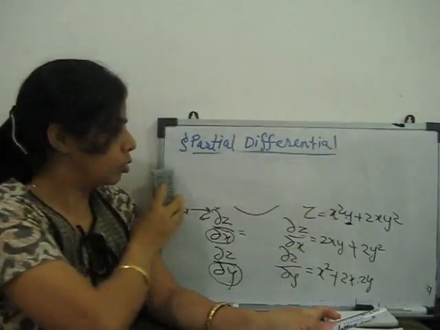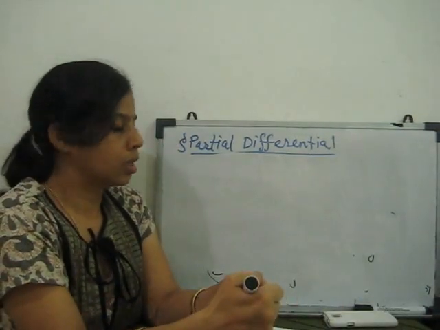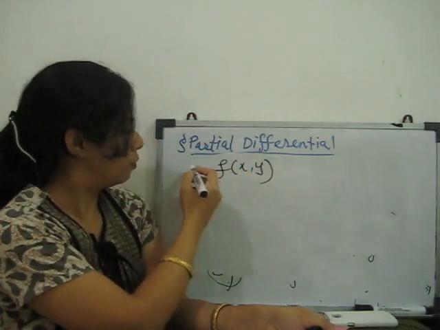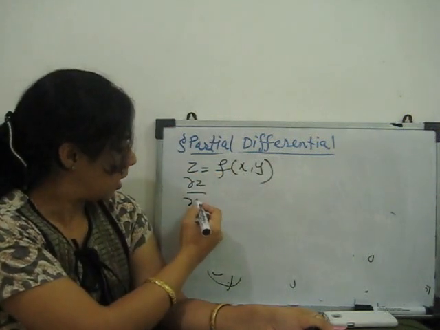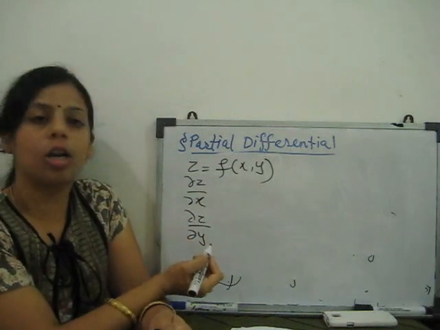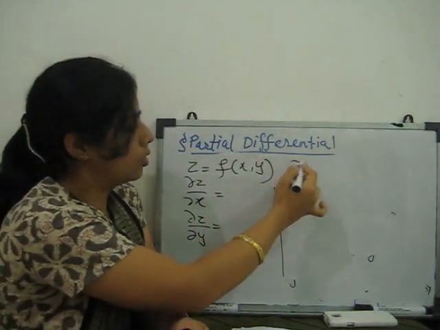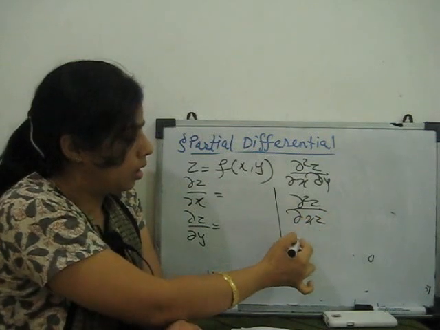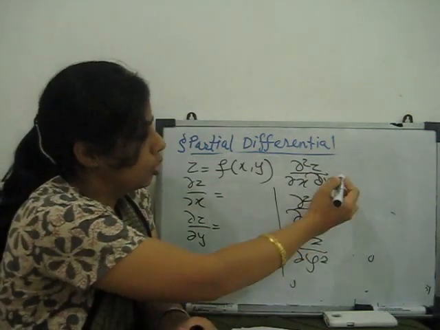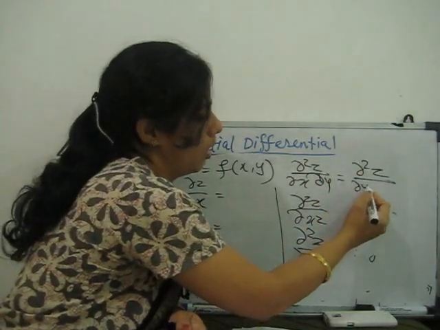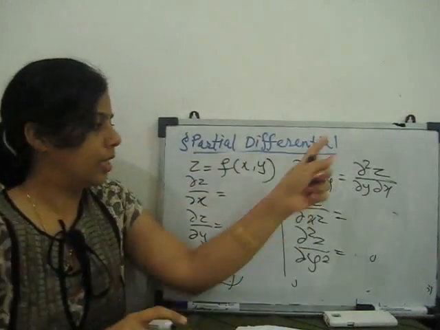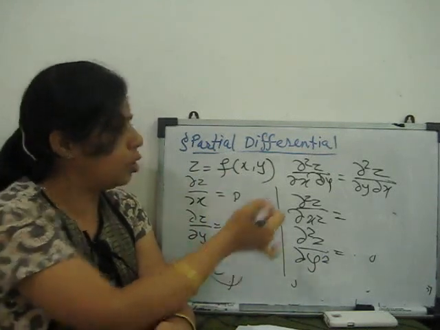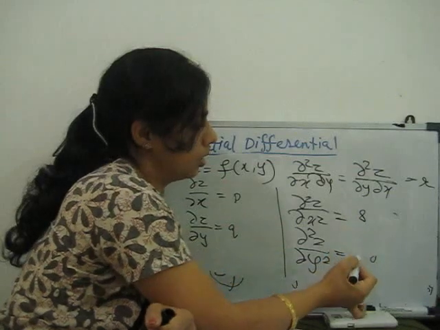One more thing when you learn about partial differentiation: if z is any function of x and y, then del z by del x and del z by del y are the first order derivatives of the given function. Then del 2z by del x del y, del 2z by del x square, del 2z by del y square, or we can say del 2z by del y del x. These are the second order derivatives. The first order derivatives are known as p and q. These are known as r, s and t.